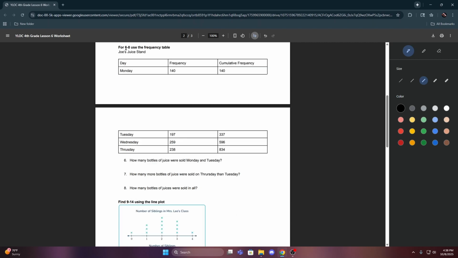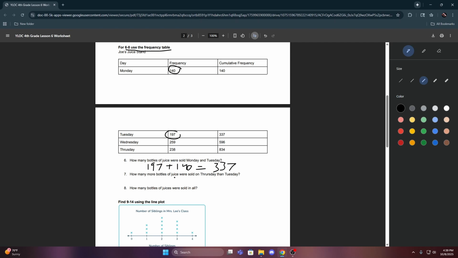Now for 6 to 8, we're going to do the same thing with a different frequency table. How many bottles of juice were sold Monday and Tuesday? Again, we're looking at the frequencies here, and we're going to combine them. 197 plus 140 is equal to 337.